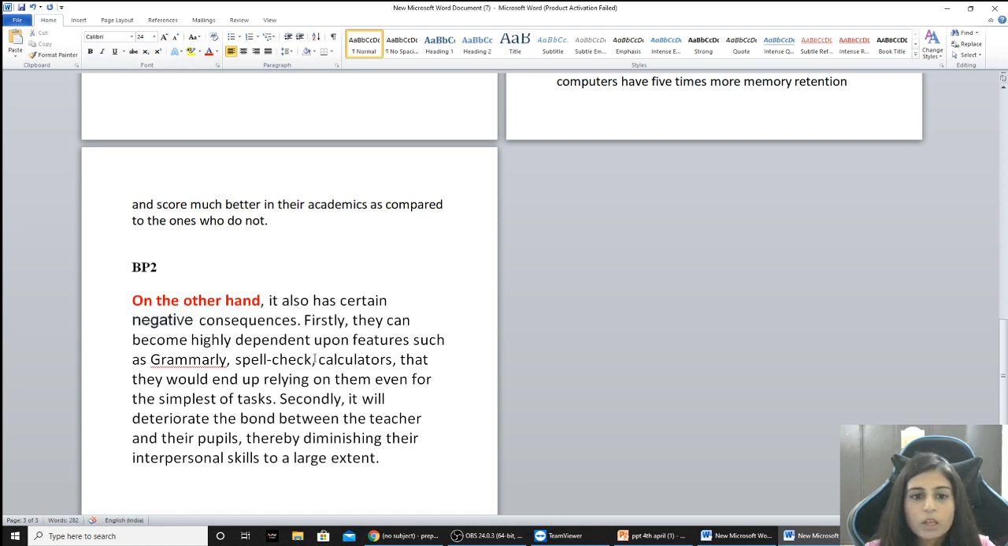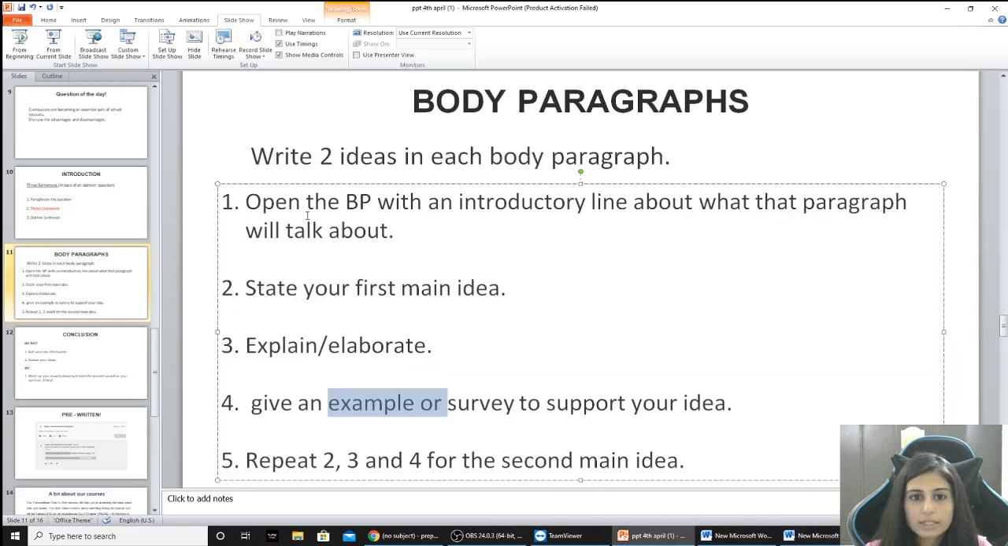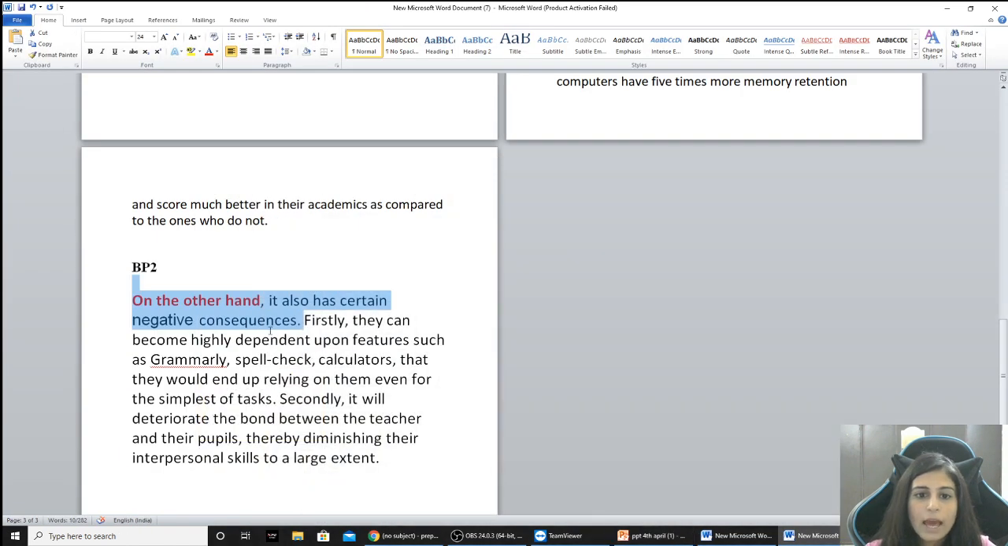Okay, anyhow. So this is yet again the introductory sentence. Okay, this part is the introductory sentence, this one. Okay, introductory line that we're going to talk about disadvantages. So that's done. And then we are using the other connector, which is firstly, wherein we are stating our first point.